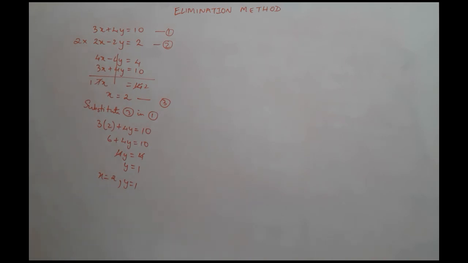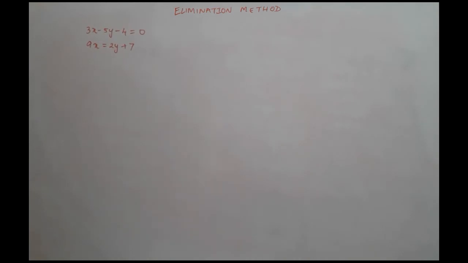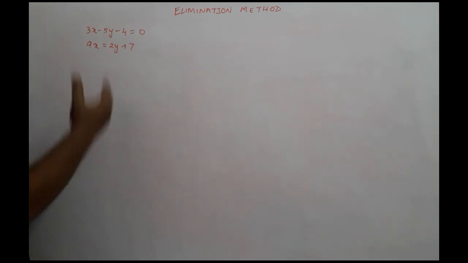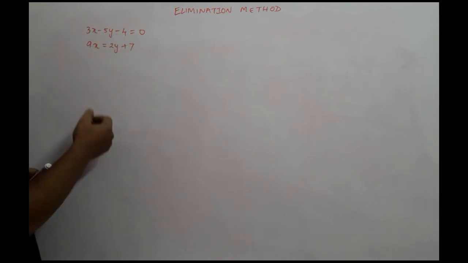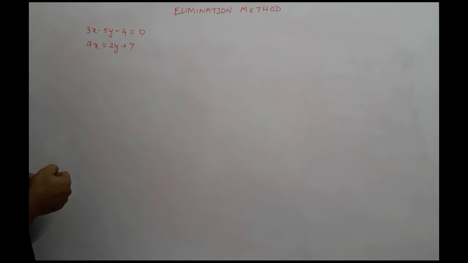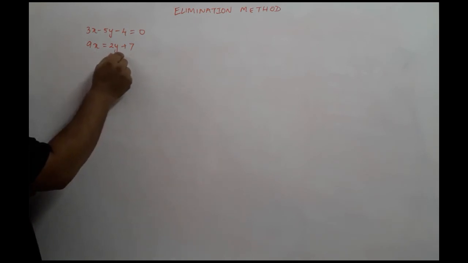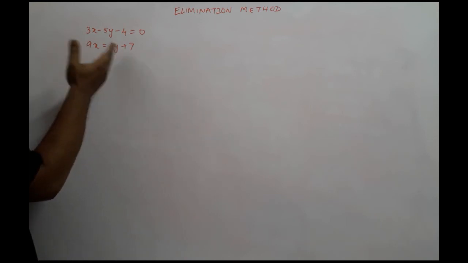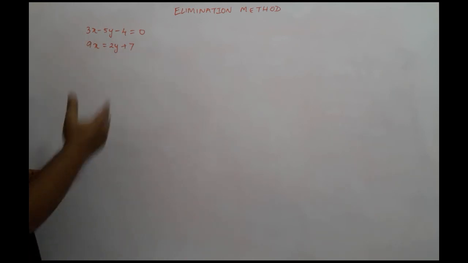Let's solve another problem. Our next problem says 3x minus 5y minus 4 equal to 0 and 9x equal to 2y plus 7. Our first job is to rearrange them, and we need to make sure that the constant, which is on the left hand side, should go on the right hand side, and over here one of the variables is on the right hand side. Let us take them on the left hand side.